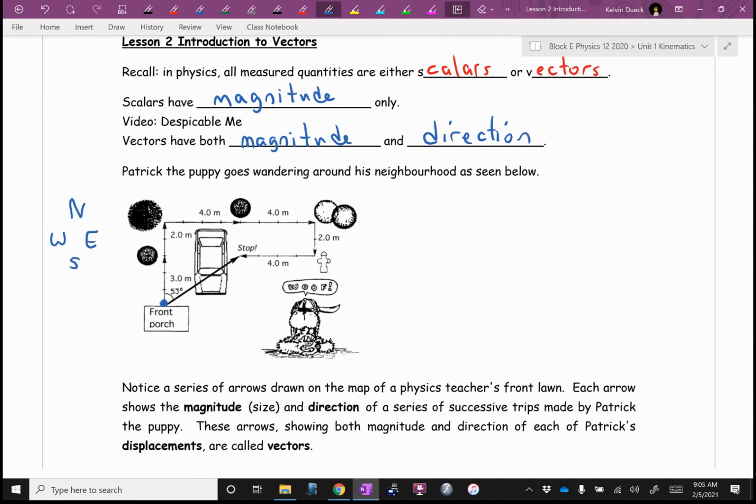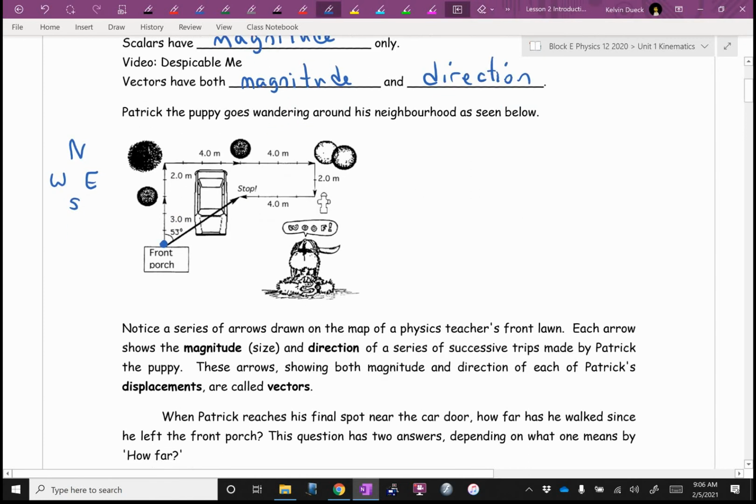So it looks like Patrick the puppy walks 5 meters north, then 4 meters east, another 4 meters east, 2 meters south, and then 4 meters west. I've drawn each little mini trip with a series of arrows to scale. Each arrow shows the magnitude, the size, and the direction of each successive trip made by Patrick the puppy. These arrows are called vectors. When Patrick reaches his final spot near the car door, how far has he walked since he left the front porch? That depends on what you mean by how far.